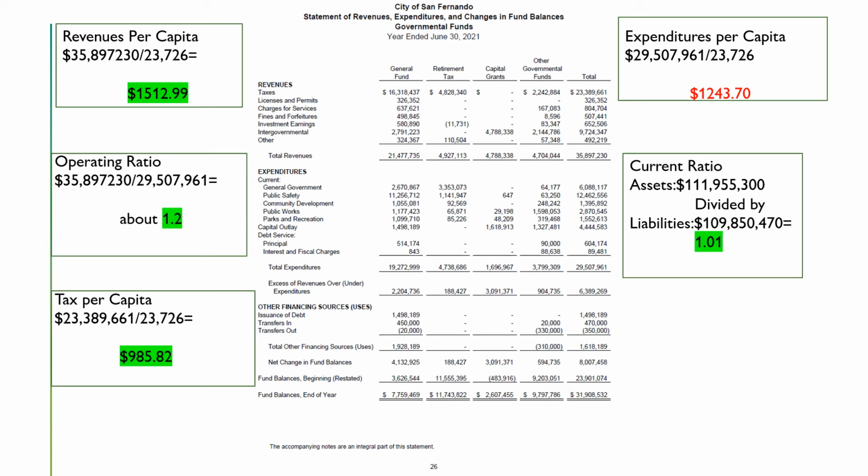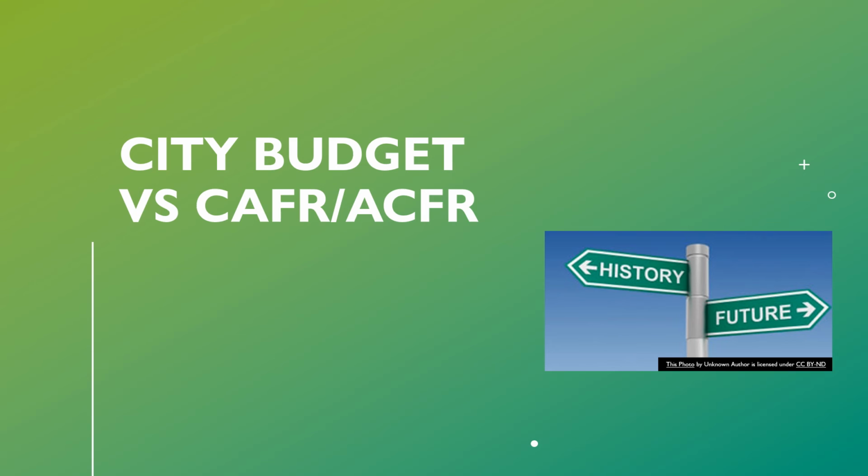The last indicator we will be looking at is tax per capita. This is different from Brown's 10-point. This is looking at all the taxes divided by the population, compared to Brown's where it was calculating just from the general fund. And the tax per capita for the city of San Fernando is about $985.82.